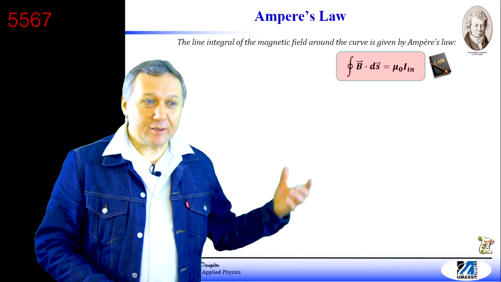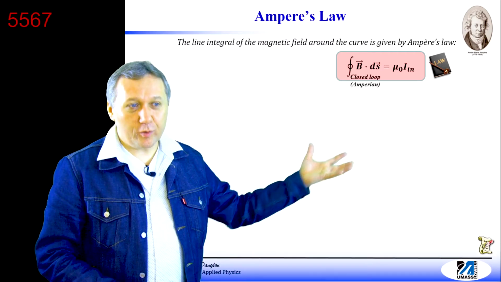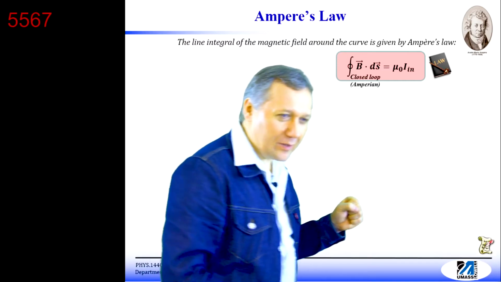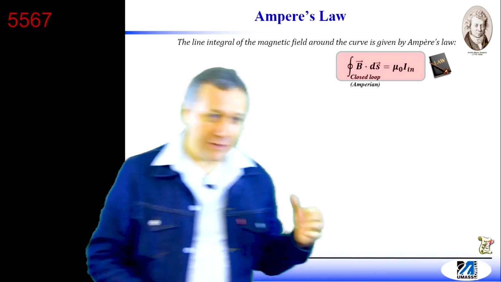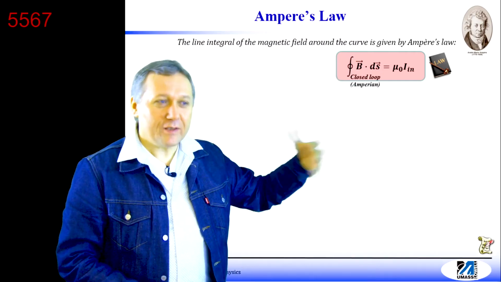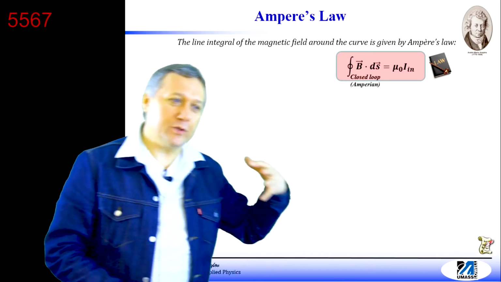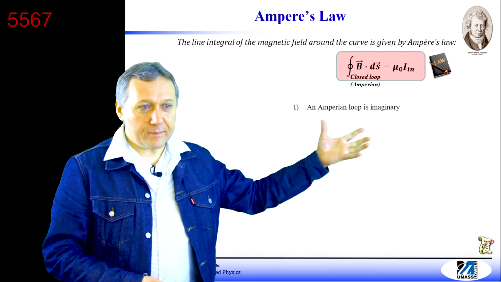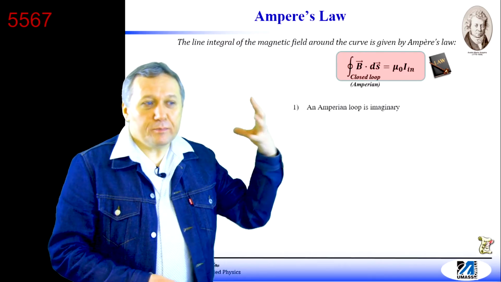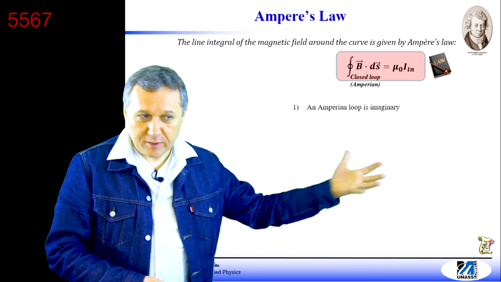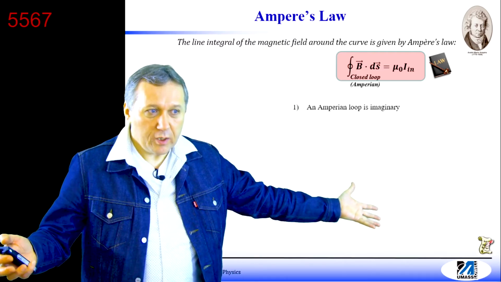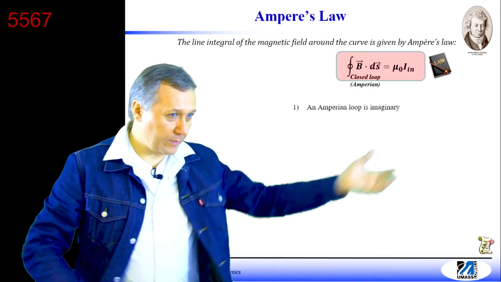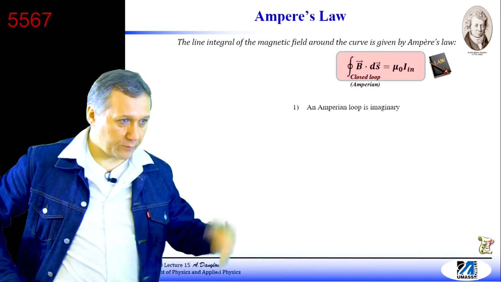All right, and that closed loop we're going to call an Amperian loop. Lots of similarities between Gauss's law and Ampere's law, even in terms of terminology. There we used a Gaussian surface. Now we're going to use Amperian loops all the time. That Amperian loop is again pure imagination, the same as with Gauss's law. The Gaussian surface was our pure imagination. We wanted to probe electric field in a certain area, so we would imagine a Gaussian surface over there.